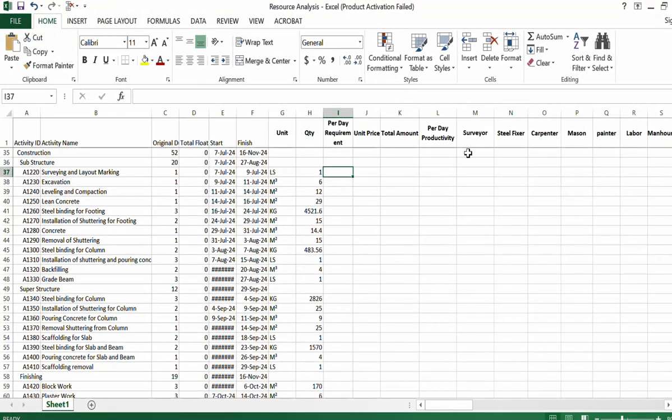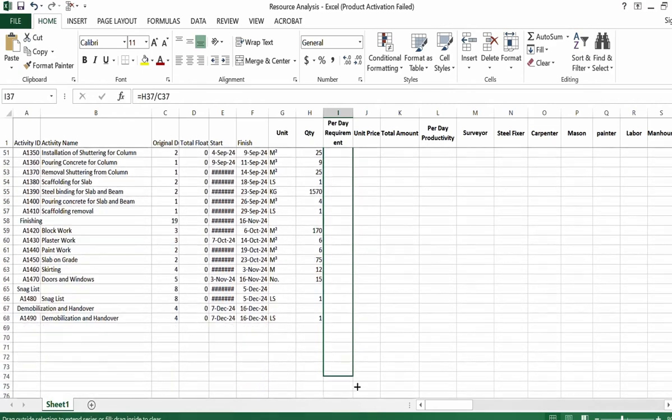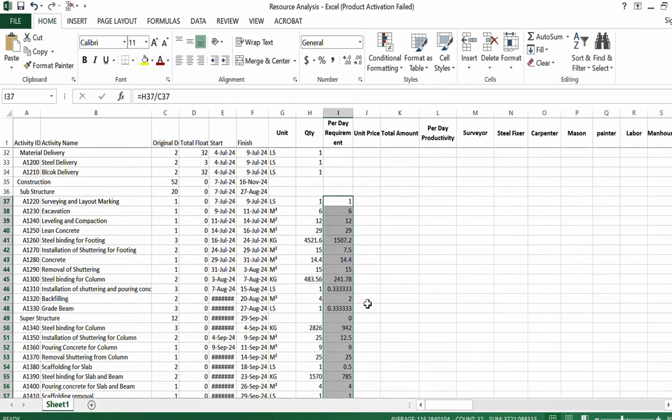In this video, we are going to analyze resources for each activity. First, we will check per day how much quantity is required to achieve. We will take the total quantity and divide it by the duration, so we can get the per day quantity. We will drag it down. So you can check for each activity the per day requirement is here.